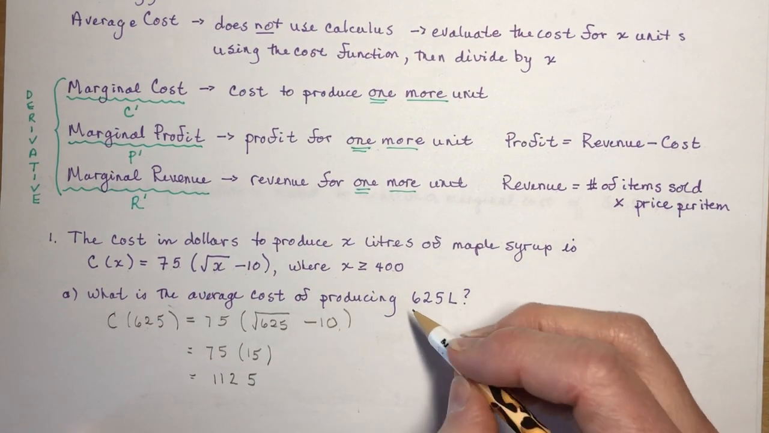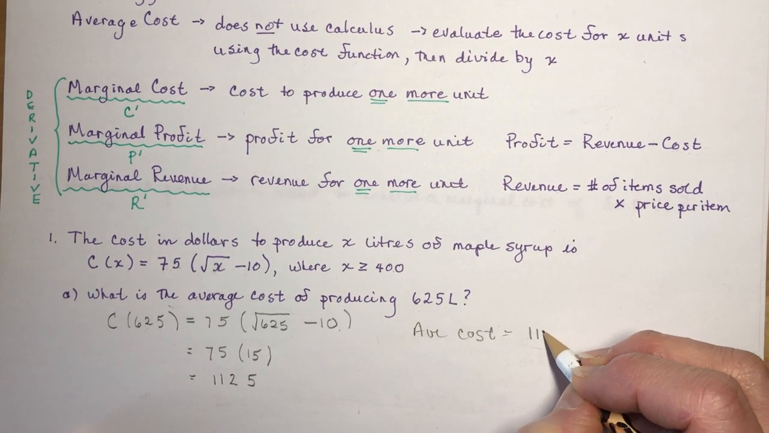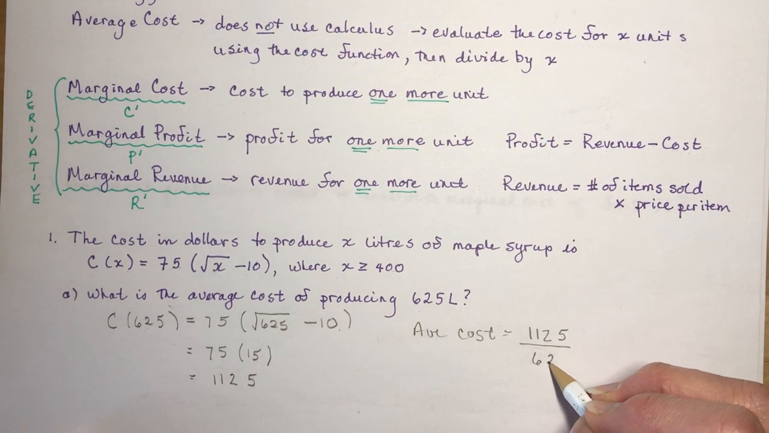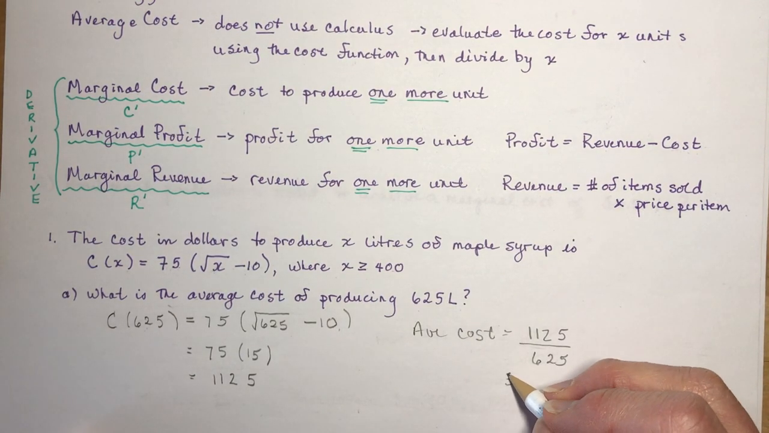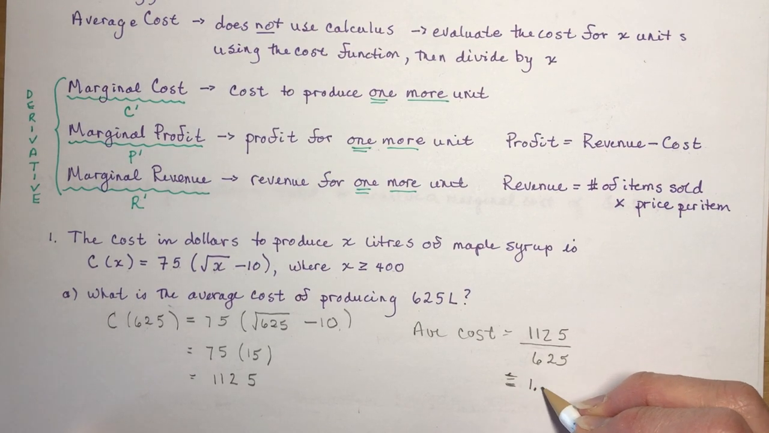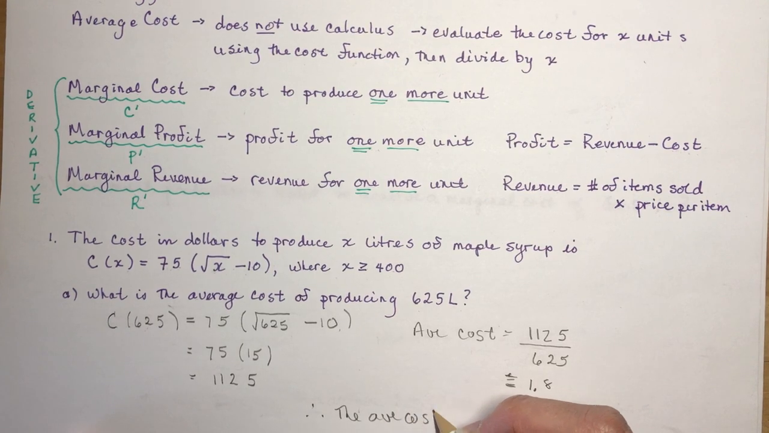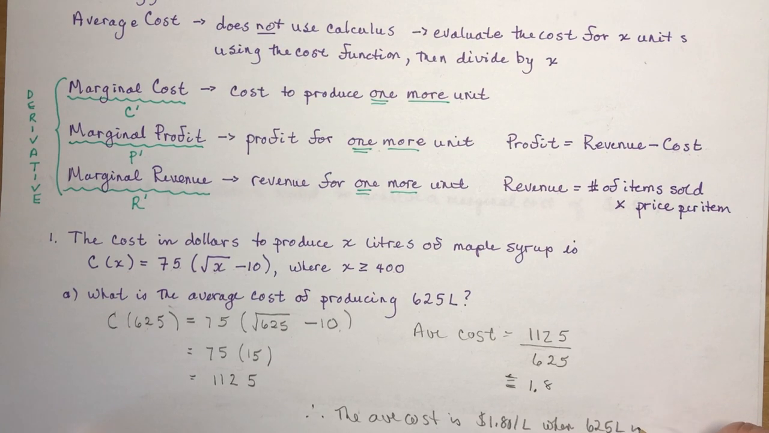What is the average cost? So the average cost is going to be $1125, and I'm going to divide that by 625. And I'm going to get 1.8. It's not approximately, it's actually equal to 1.8. So therefore, the average cost is $1.80 per liter when 625 liters is produced.